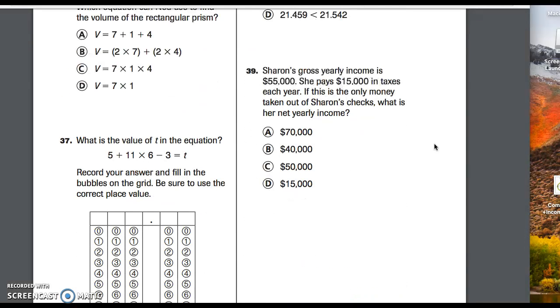39. Sharon's gross yearly income is $55,000. She pays $15,000 in taxes each year. If this is the only money taken out of Sharon's checks, what's her net yearly income?